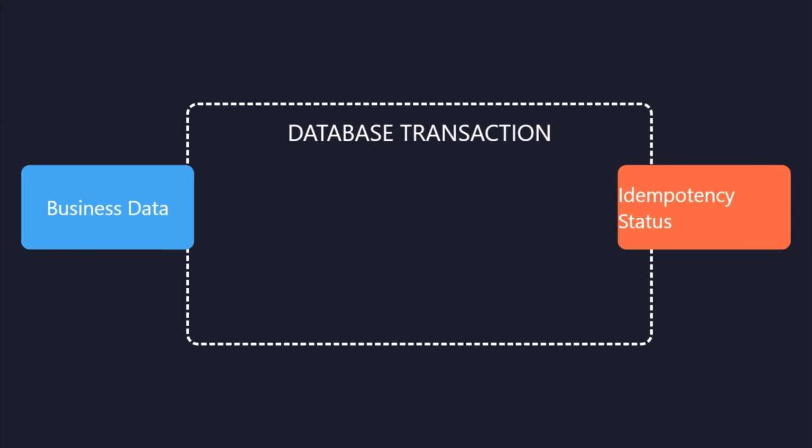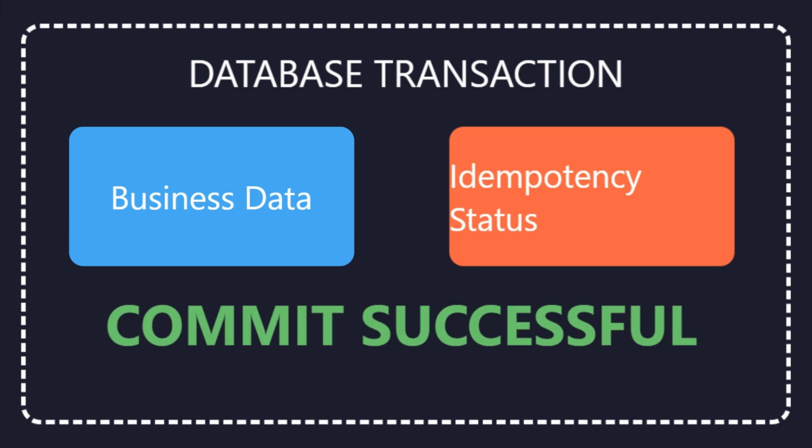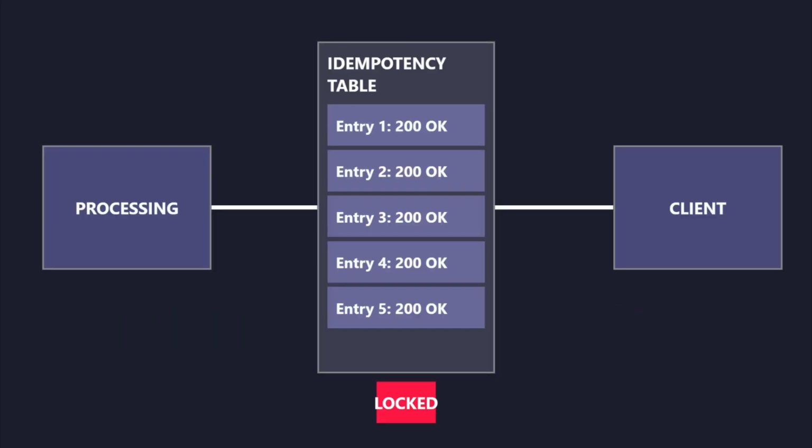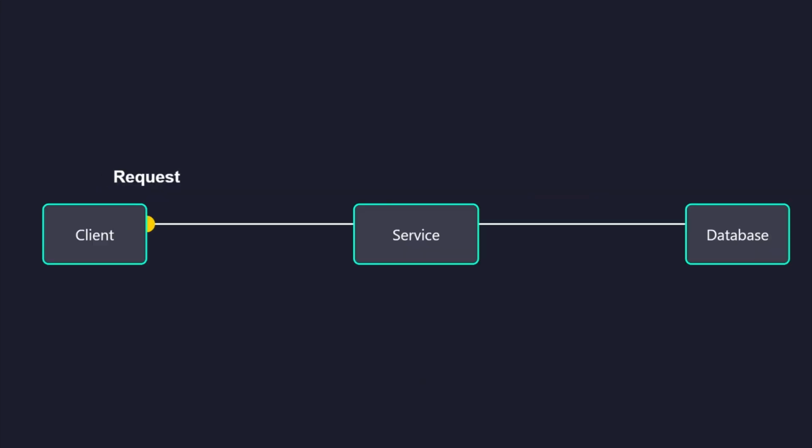Ensure that the business data update and the idempotency status update are committed within the same database transaction to prevent partial state failures. After successful processing, store the final hypertext transfer protocol response code and body in the idempotency table before releasing the lock and responding to the client.